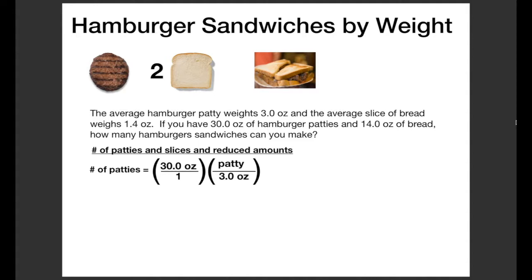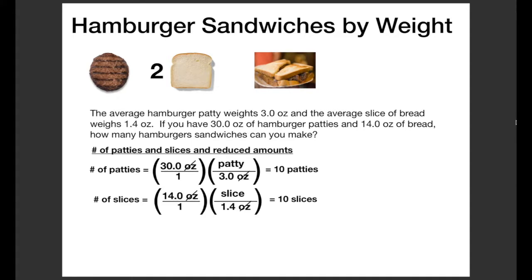Going through, the number of hamburger patties we have is 30 ounces times 1 patty per 3 ounces, which equals 10 patties. The number of slices of bread that we have can be determined from the amount of bread that we have total, 14 ounces, times 1 slice per 1.4 ounces, which equals 10 slices. We can now go through and determine our reduced amounts. 10 patties divided by its stoichiometric coefficient, 1, equals 10.